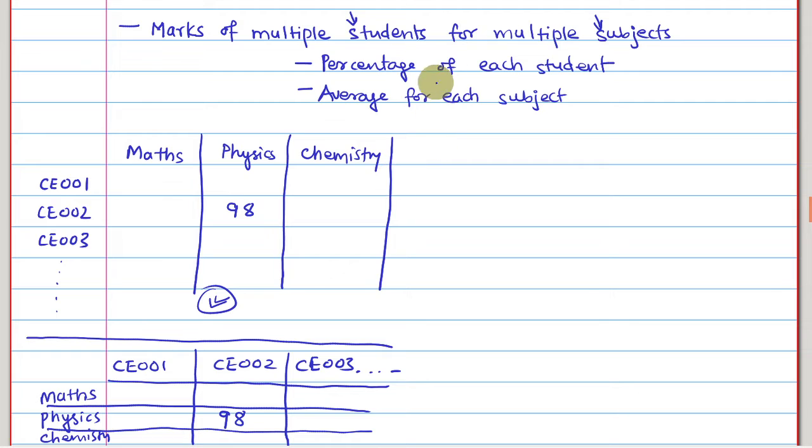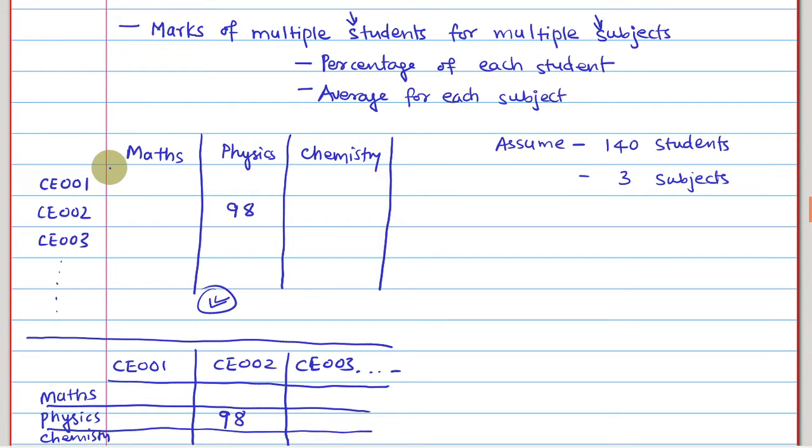Then we will also calculate the percentage of each student and the average marks for each subject. So let us assume that the number of students is 140. There are 140 students in a class, and the number of subjects they are studying is 3. So each student is learning 3 subjects.